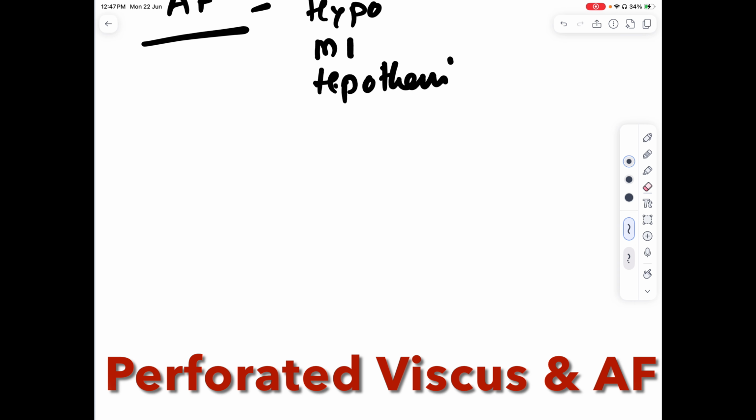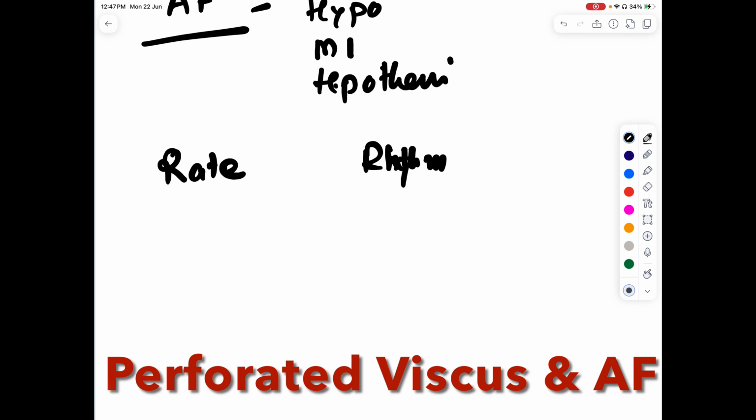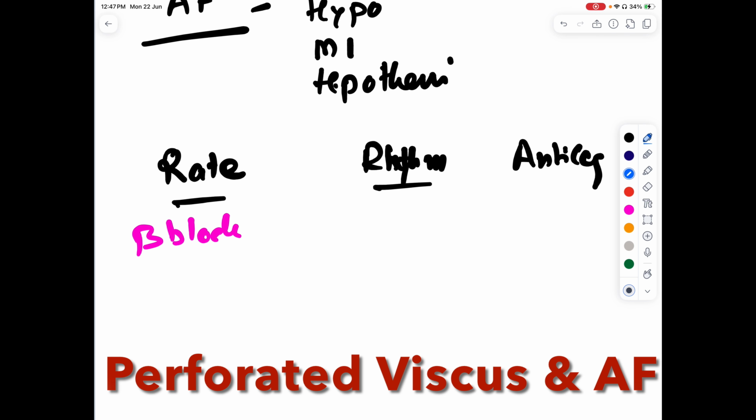Now atrial fibrillation has to be managed. It has to be rate controlled, the rhythm controlled, and anticoagulants given. Rate control has to be given by beta blocker. Rhythm has to be regularized by amiodarone. This is around 1200 milligram. First 300 should be initially given over 10 to 15 minutes.